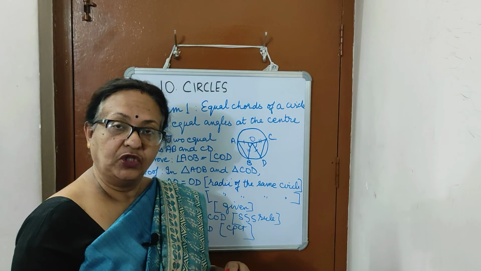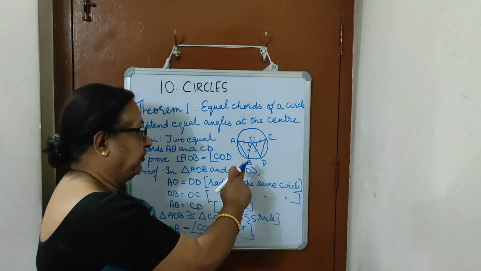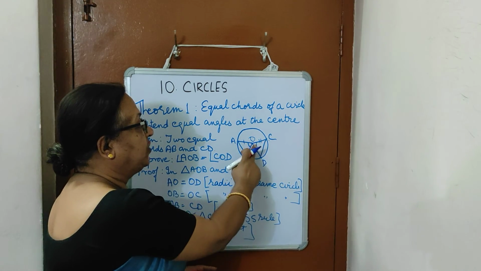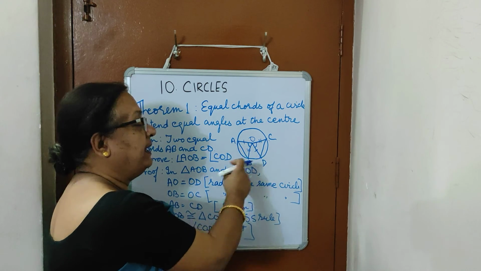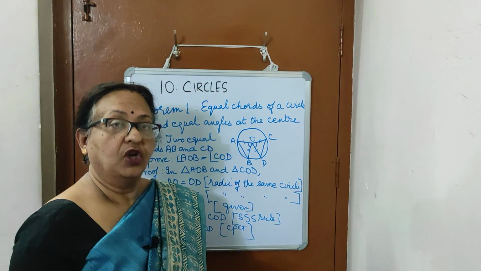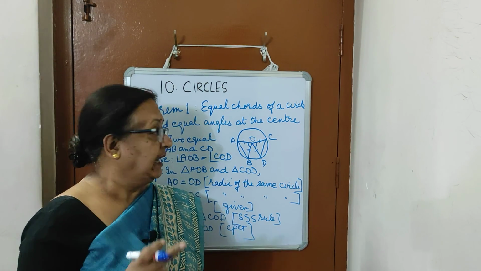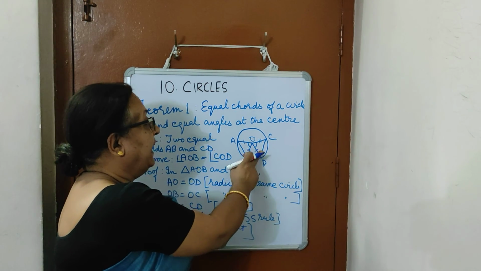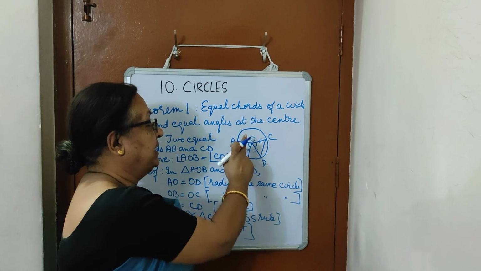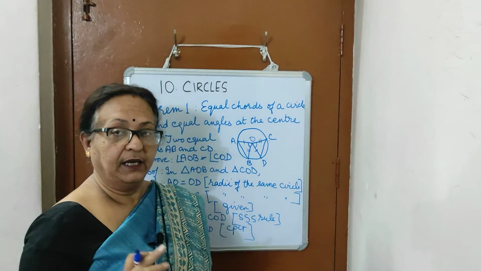Is the converse also true? That is, if angle AOB is equal to angle COD, will AB be equal to CD? Yes. So the converse is also true. That is, if two chords make equal angles at the center, then the chords will be equal.